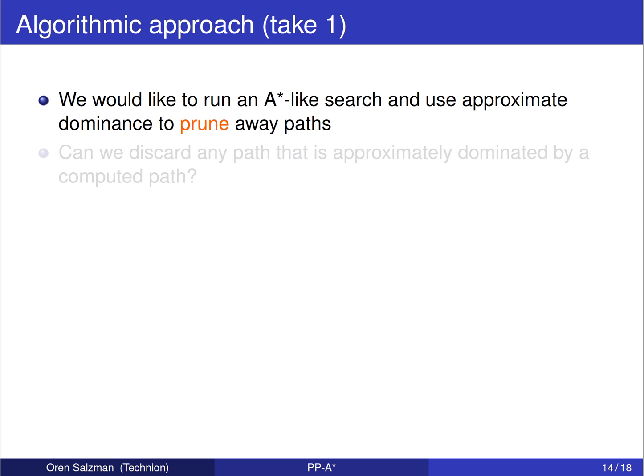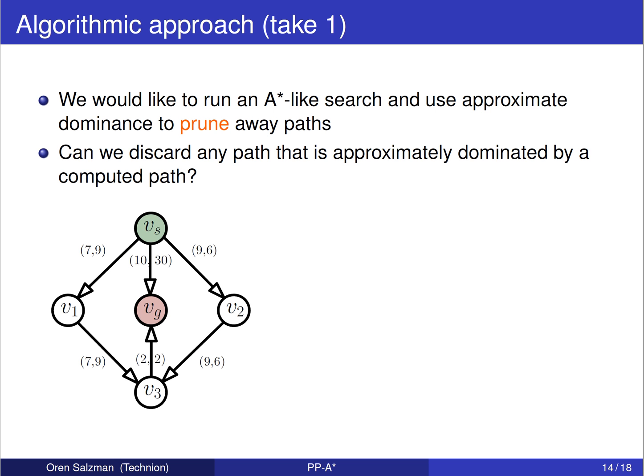Very intuitively speaking, we would like to run an A*-like search and use the notion of approximate dominance to prune away paths. So just like in regular A* search, when we come to compare two paths, and if one dominates the other, we can prune away the other path, we would like to do something similar here. The question is, can we simply discard any path that is approximately dominated by a computed path?